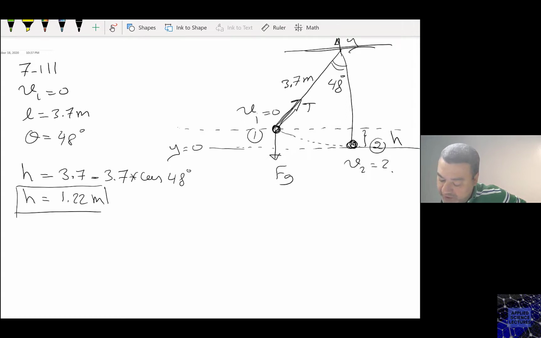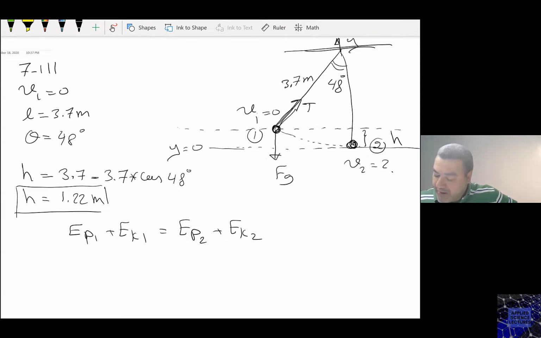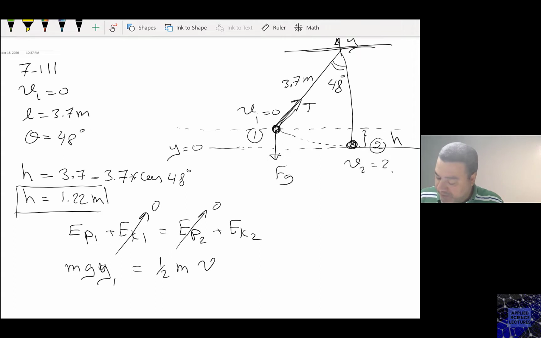So using the conservation of energy, I know that EP1 plus EK1 equals EP2 plus EK2. For EK1, I'm starting from rest, v1 is 0, then this one is 0. Then I have EP1 as mgy1 equals EP2. My mass is at the 0 level, then EP2 is also 0, right? So I ended up only with half mv2 squared.